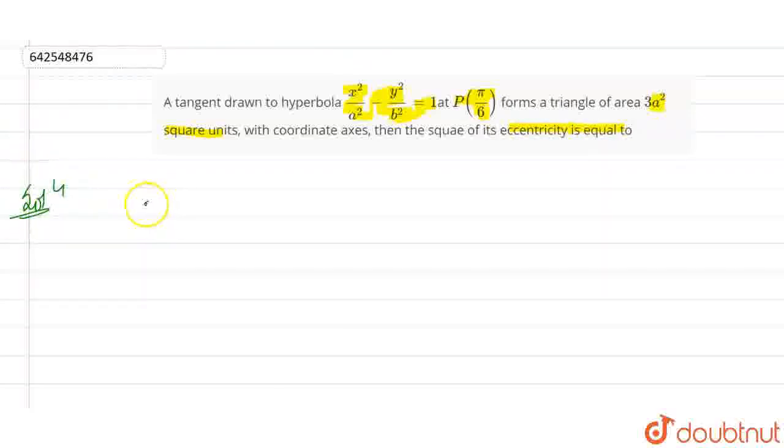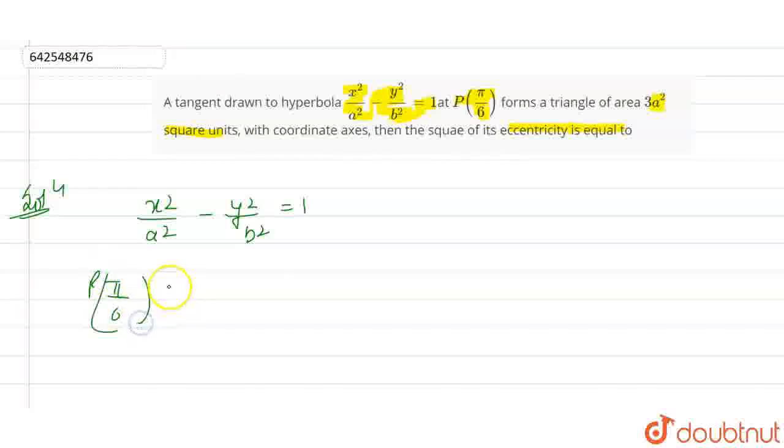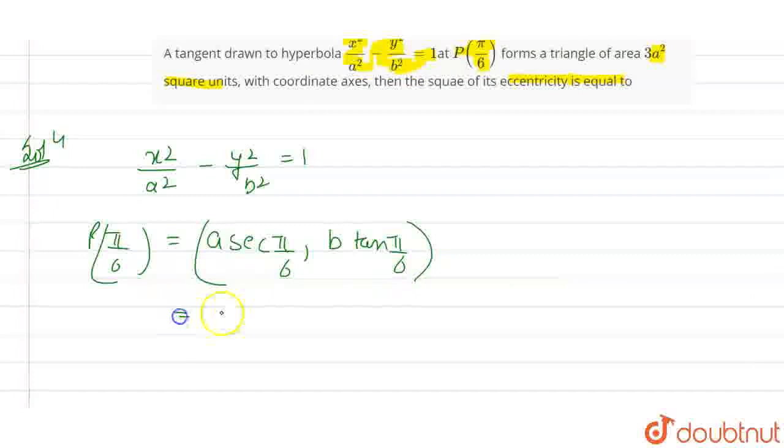The given equation of hyperbola is x square by a square minus y square by b square. And the tangent is drawn at point P pi by 6. Pi by 6 is the angle given to me. It means my coordinates will come out as a sec theta, which is a sec pi by 6, and b tan theta, which is b tan pi by 6.